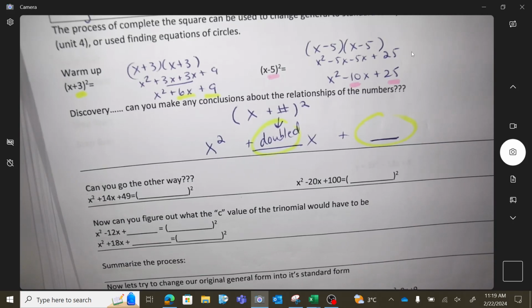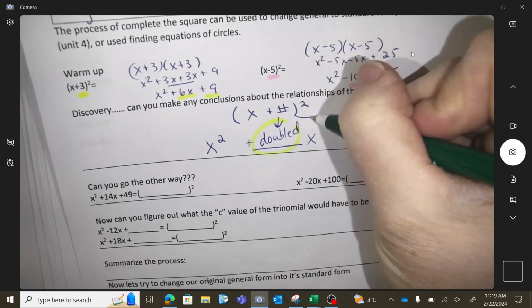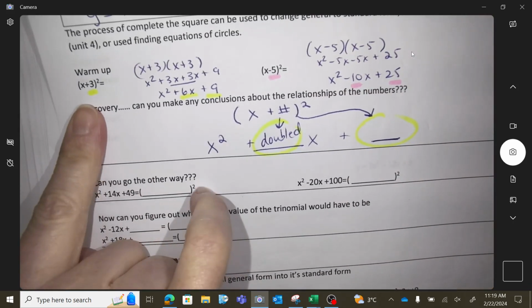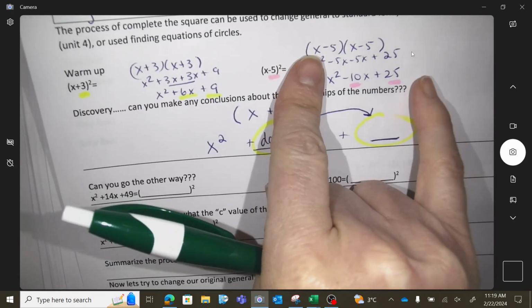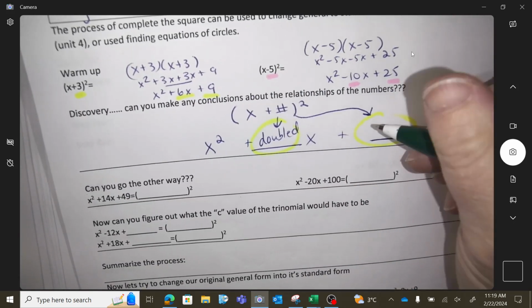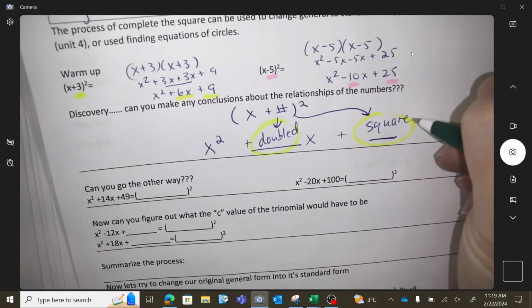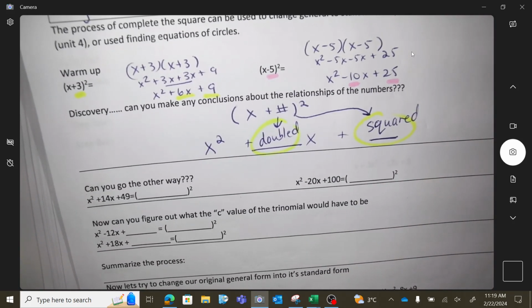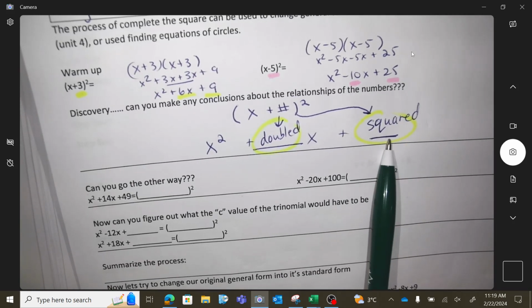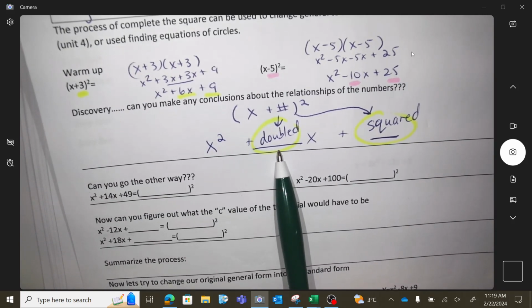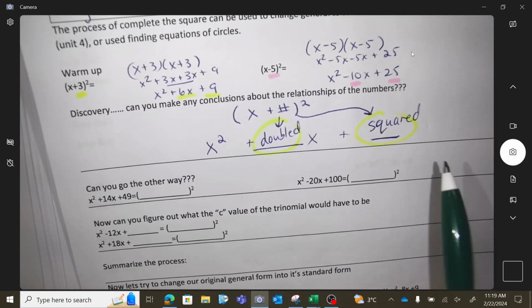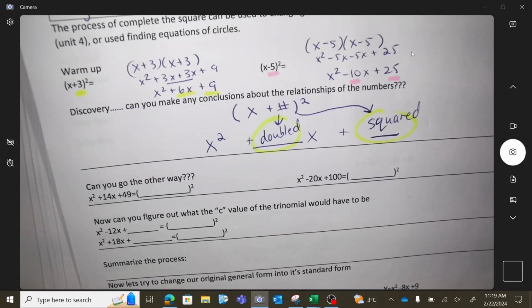Foiling, you add and add, so you add twice. And then what's the connection with the number and the end? The number and the end? Squared. Okay, it always kind of follows our factoring: what multiplies to this and adds to this. That's the pattern. What multiplies and adds to.